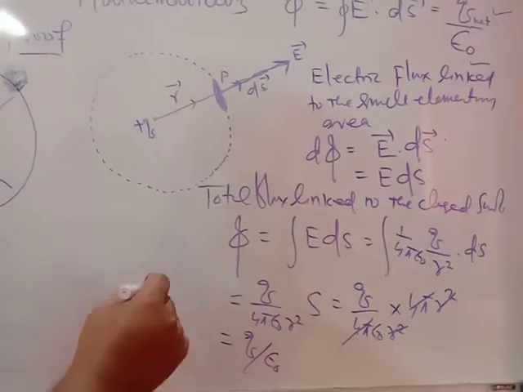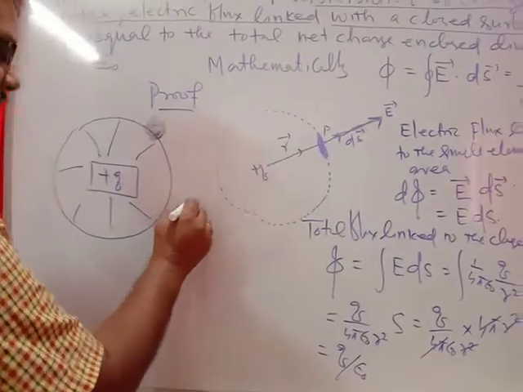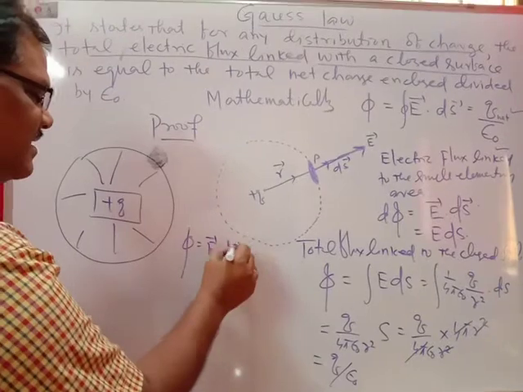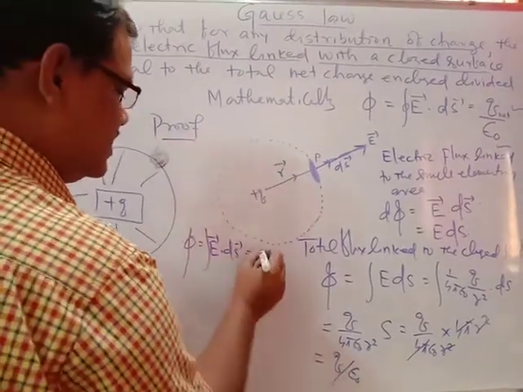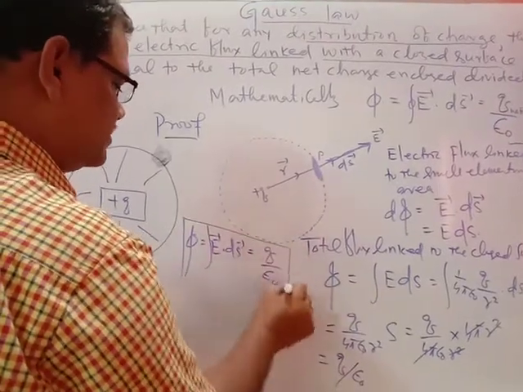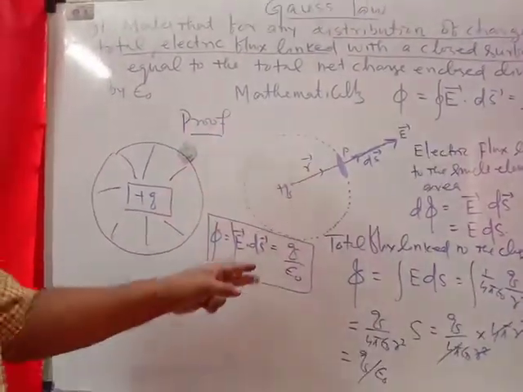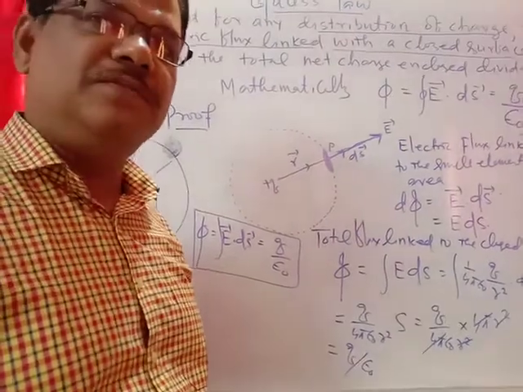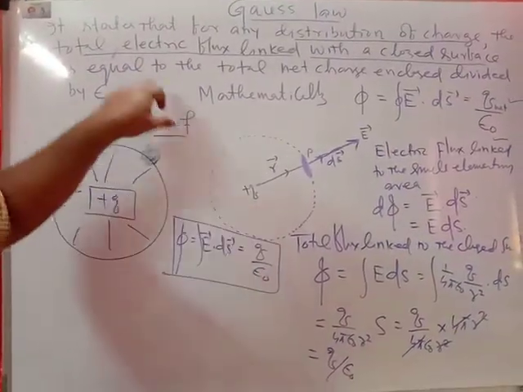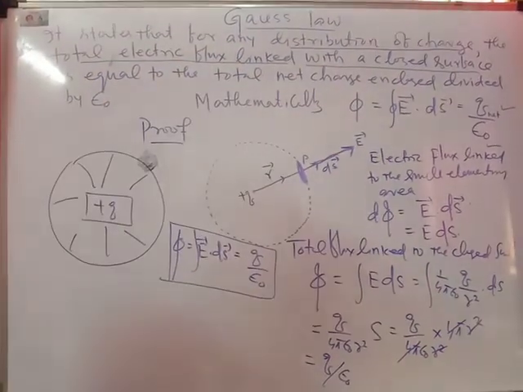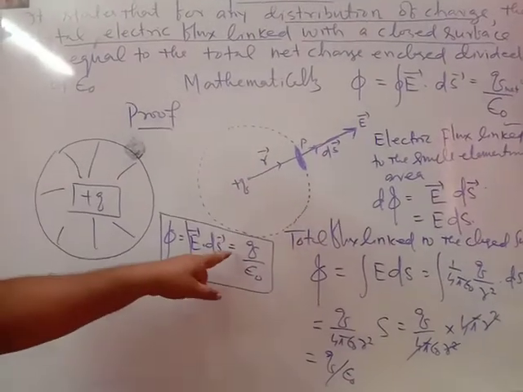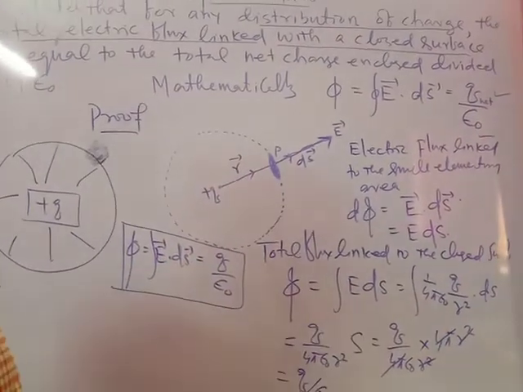So finally what you are getting? Phi equals the integration of E vector dot ds vector, and this is equal to q upon epsilon naught. This is the net flux linked to the surface, equal to total charge divided by epsilon naught. This is the Gauss law. For any distribution of charge, the total electric flux linked with the closed surface is equal to the total net charge enclosed divided by epsilon naught.